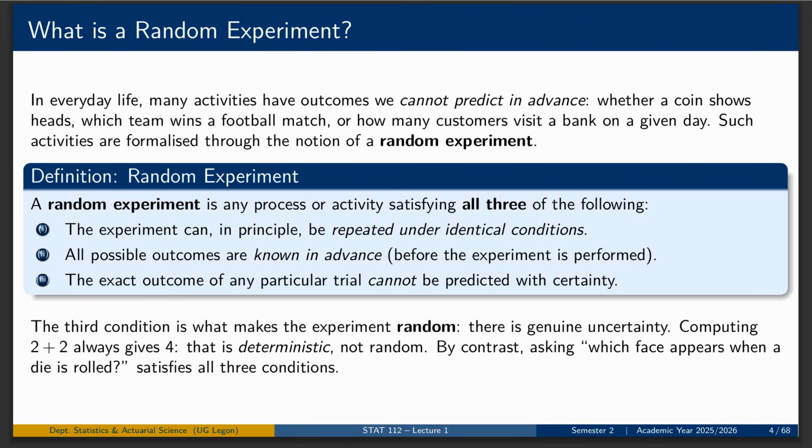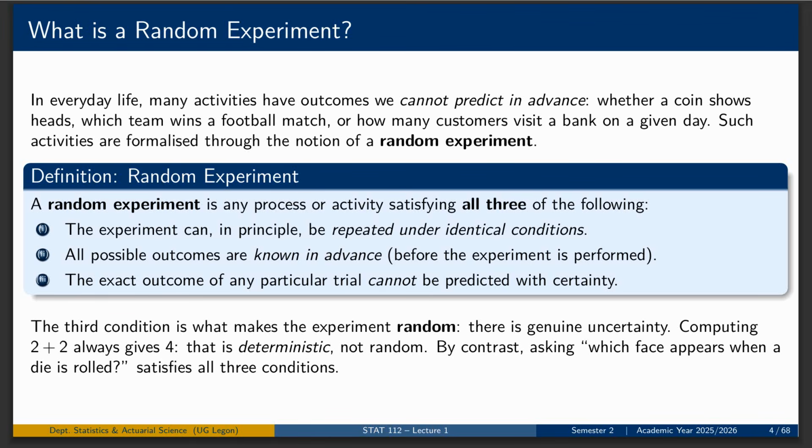So the rain is 70%. Even though there's a higher chance, there's still some uncertainty assigned to it. So basically, that's what we mean by random experiment. There are things like if you are adding, let's say, 2 plus 2, you know that you always get 4. So that is deterministic. It is not a random experiment.